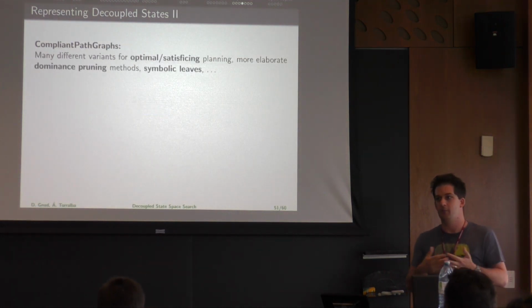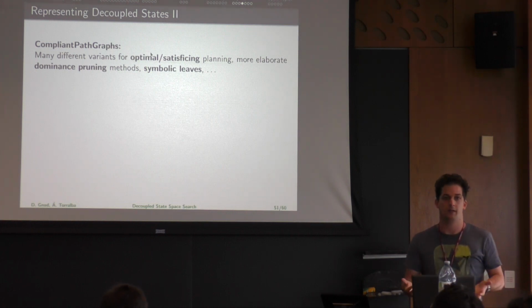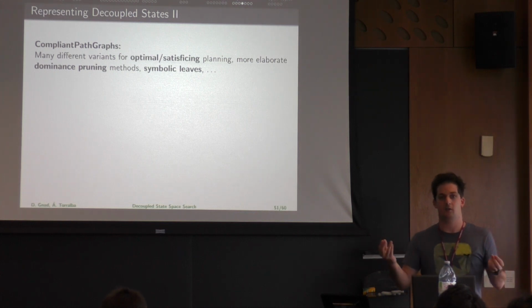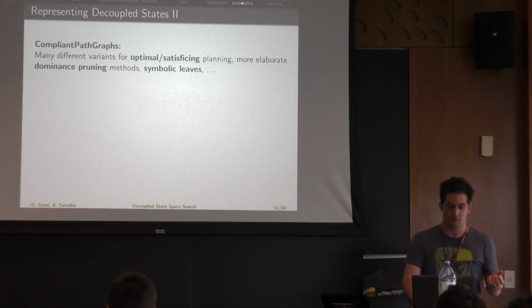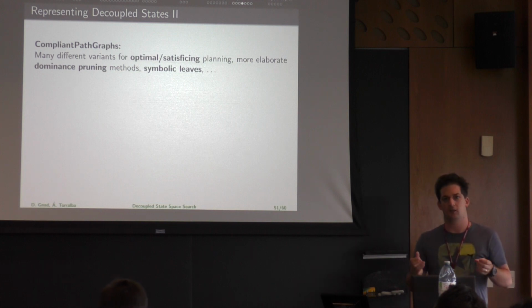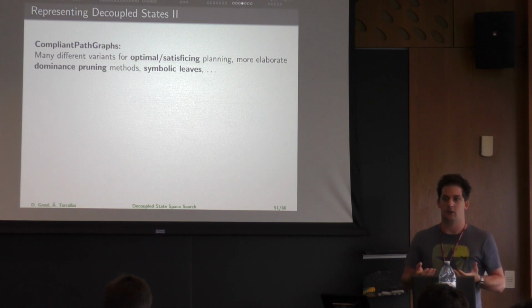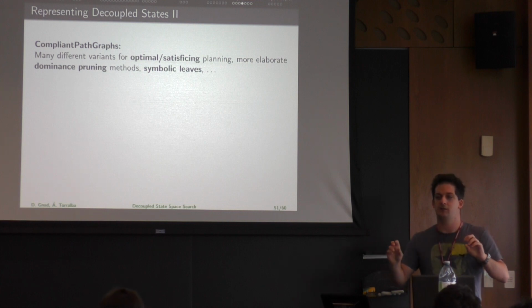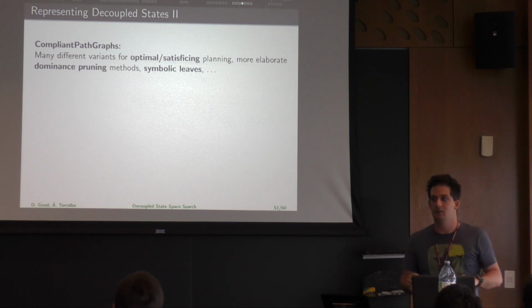Compliant path graphs, well, there are really many of them. We have specialized compliant path graphs for optimal planning, where we really store the prices. For satisficing planning, we only store true or false if a leaf state is reachable or not, where we don't care about the cost. We have more elaborate compliant path graphs for dominance pruning, more complex than the one that Álvaro explained to you. And actually, the ones that were at SOCS a few days ago also know that we have a symbolic leaf representation, where instead of keeping this pricing function explicitly as a table, we have a BDD that represents all the prices.